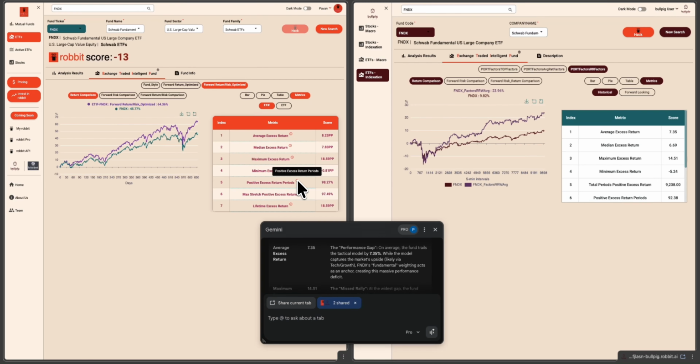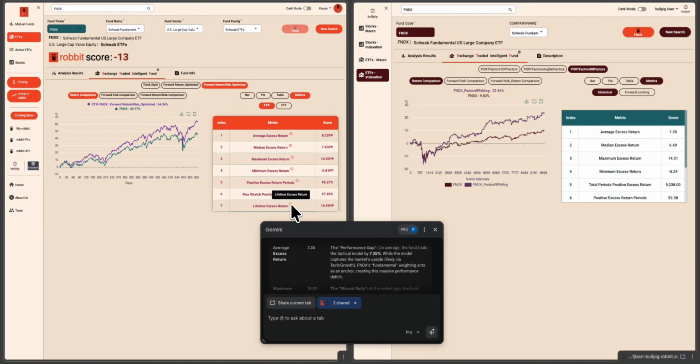Average excess return, 8.23 pp. The structural tax. Structurally, the fund's methodology costs you 8.23 percentage points annually compared to the optimized model. This is a massive destruction of value caused by weighting companies by sales/cash flow rather than future growth potential. Lifetime excess return, 18.59 pp. The long-term cost. Over the lifetime of the analysis, the efficiency gap has widened to nearly 19%.